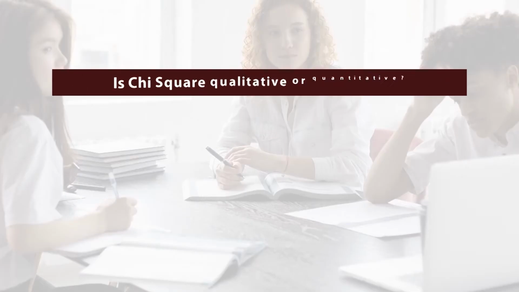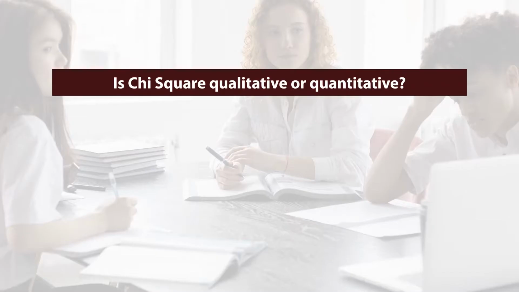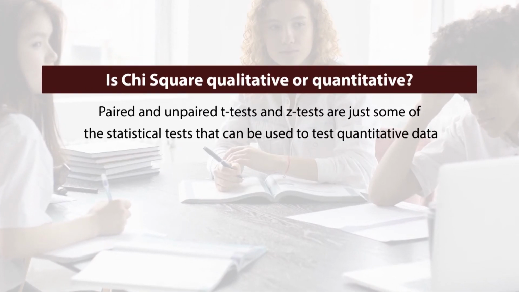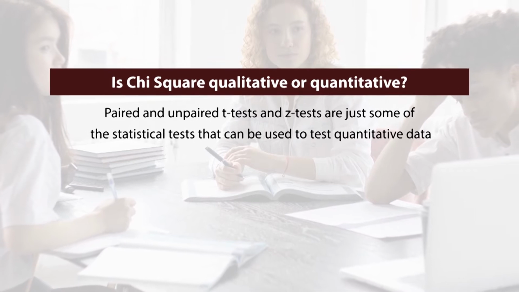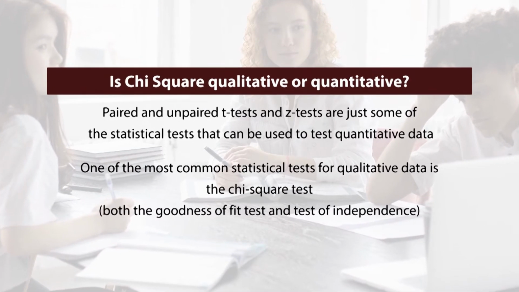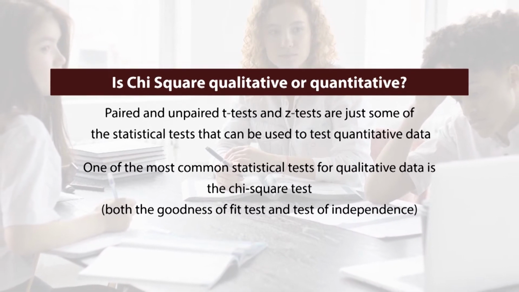Now the question is, is chi-square qualitative or quantitative? In our preceding discussion, when we were talking about the t-test, we talked about paired and unpaired t-tests. Paired and unpaired t-tests and z-tests are just some of the statistical tests that can be used to test quantitative data. And one of the most common statistical tests for qualitative data is the chi-square test, both the goodness of fit test and the test of independence.